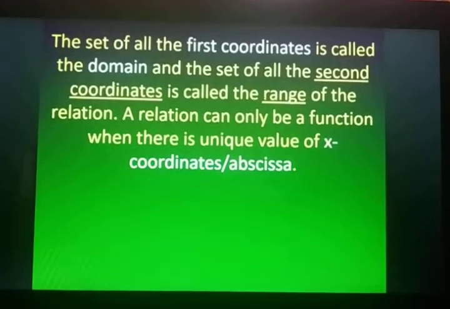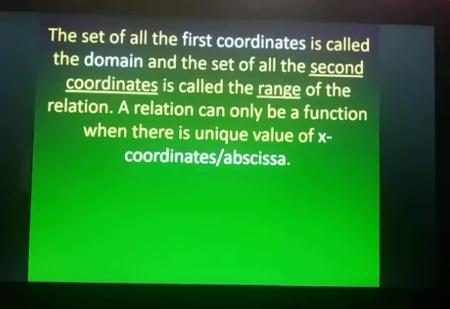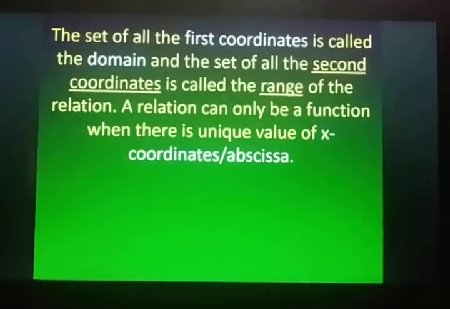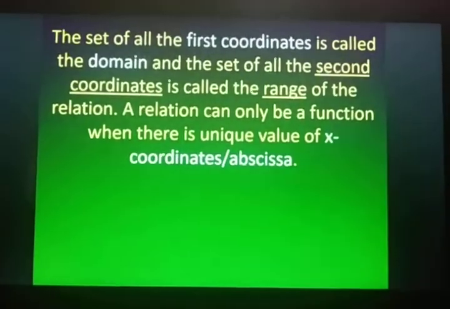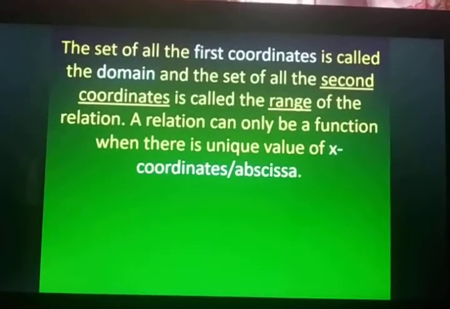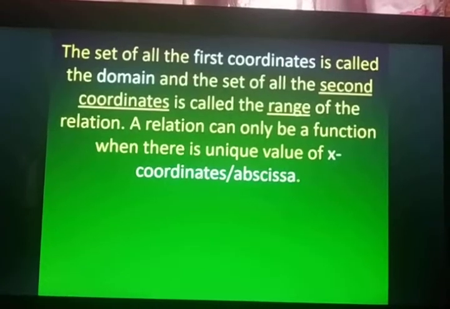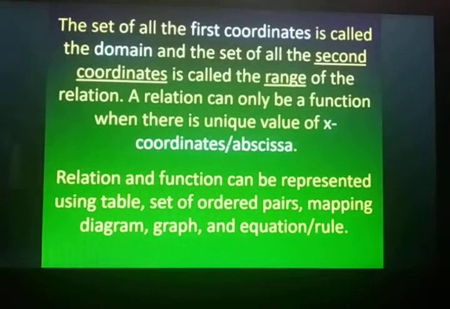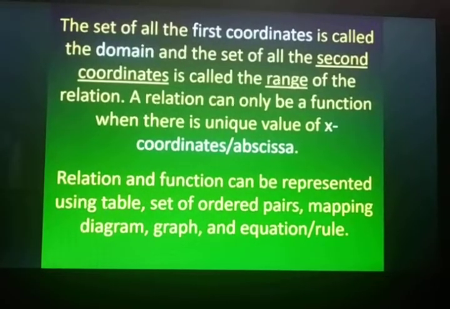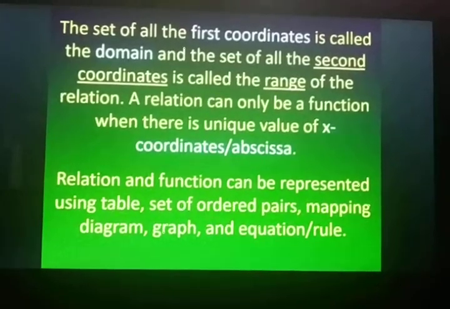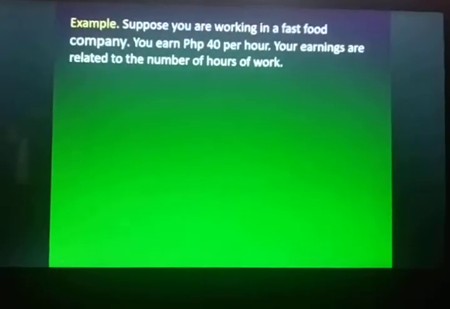A relation can only be a function, as I've said, when there is a unique value of x coordinates or abscissa. The x coordinates or values are also called abscissa. We focus on this. If there are unique values, no repetition of x, then that is a function. A special kind of relation. Relation and function can be represented using table, set of ordered pairs, mapping diagram, graph, and equation or rule. Okay, so let us have this example.